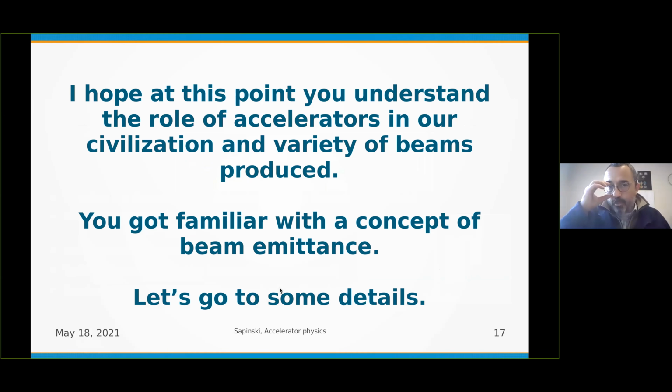You have a little bit of overview of the variety of beams which are produced in the accelerators, and you get familiar with the concept of beam emittance. Let's now go to some details.